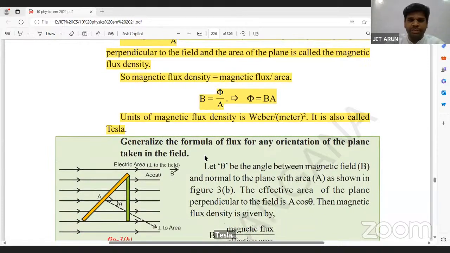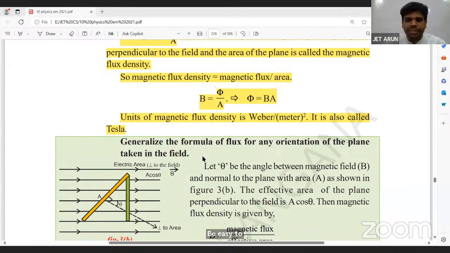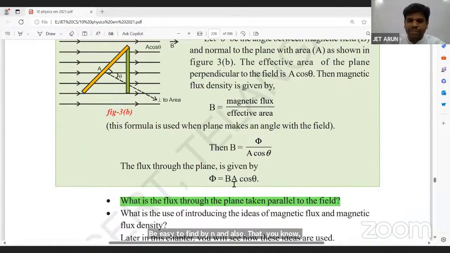Now here is a more generalized formula for when the orientation changes. When the orientation changes, how do I write the flux? I write B is equal to phi by A. But when the orientation changes, I can write phi is equal to BA cos theta, but that's more detailed. The in-depth meaning of this BA cos theta we will see in intermediate. That's a very beautiful treatment.